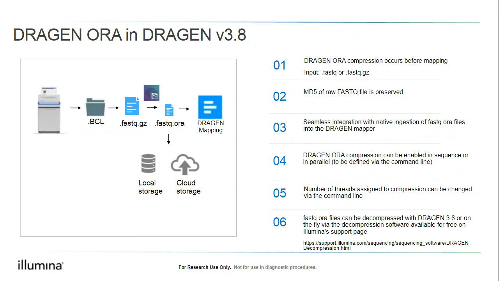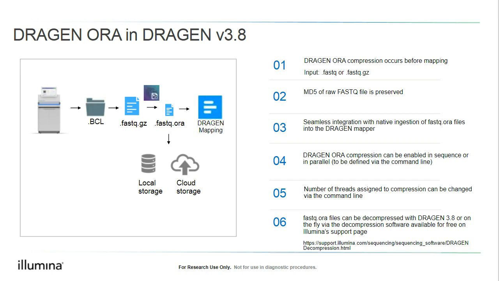The workflow to get the compression is fairly straightforward. The data that you get from an Illumina sequencer will typically go through a BCL to FASTQ conversion step to give you a FASTQ.gz file. This FASTQ.gz file is input to the FASTQ.ORA compression utility, which will generate the FASTQ.ORA file. What you get is a compressed file that can then be uploaded to either a local storage or a cloud storage, and this FASTQ.ORA file becomes an input to the various DRAGEN pipelines that you're familiar with on the platform.